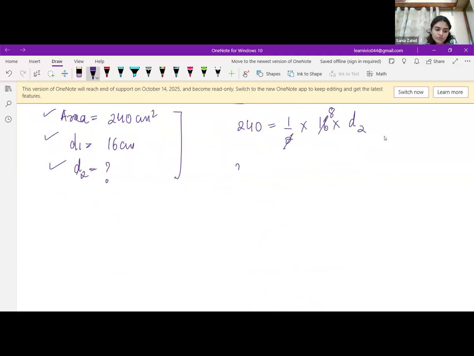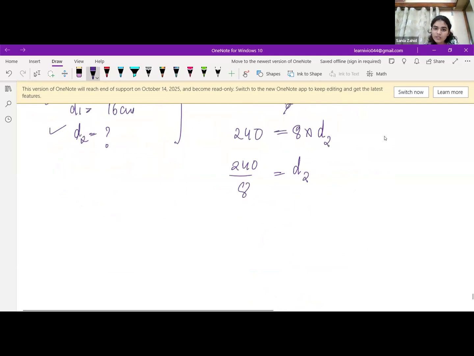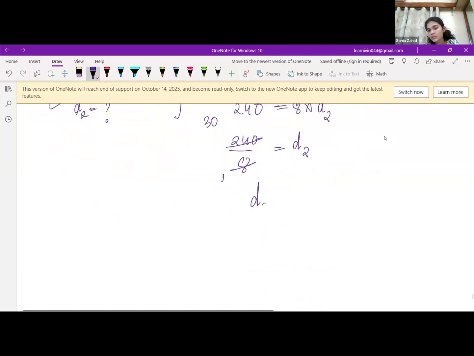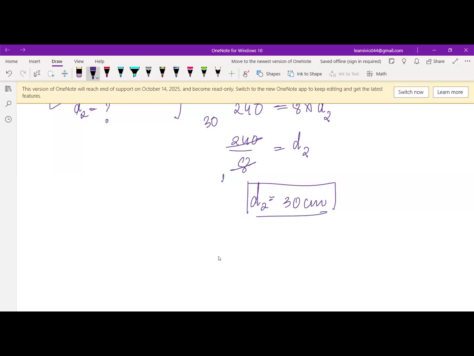So what do you get? 240 is equal to 8 into d2. So 240 upon 8 is equal to d2. So 8 into 3 is 24. So the d2 value is 30 centimeters. Got it? Right? Please just give me a minute, children, and copy this question.